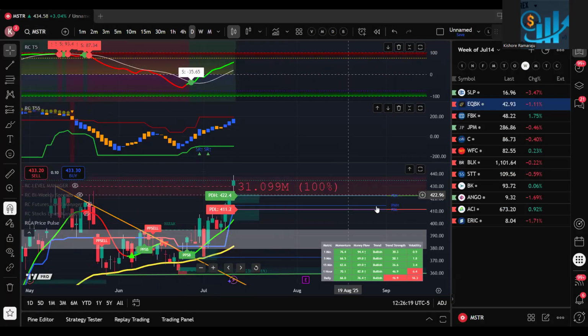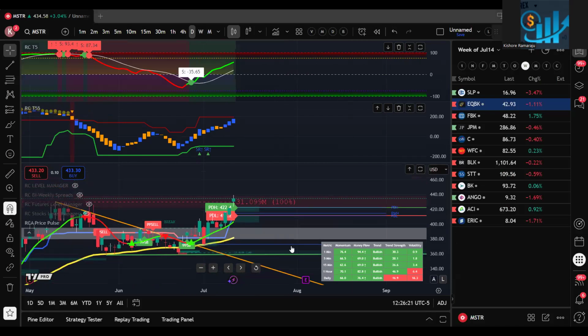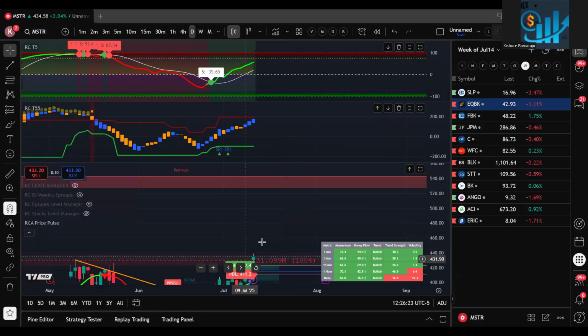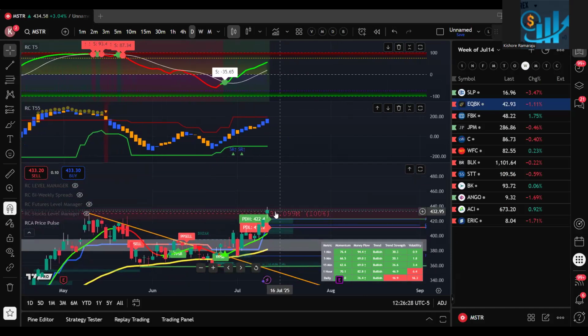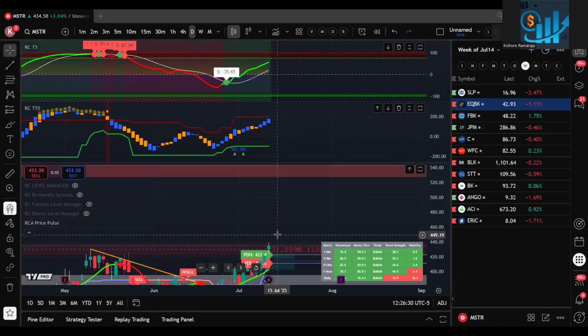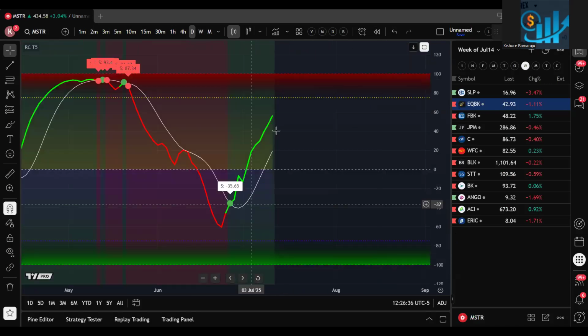MSTR is still bullish. It seems 520 has some sellers, but if it breaks it, then it can go all the way to 520 to $530. As of now this is still bullish, right? If you see here, there is still a lot of gap to the top.